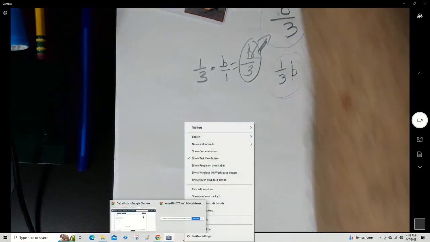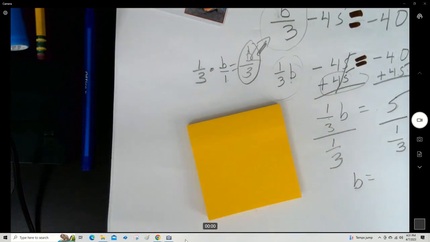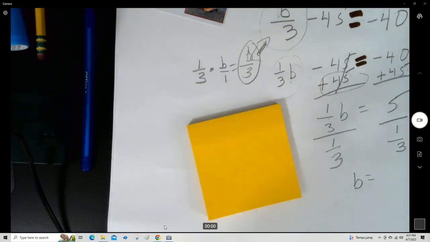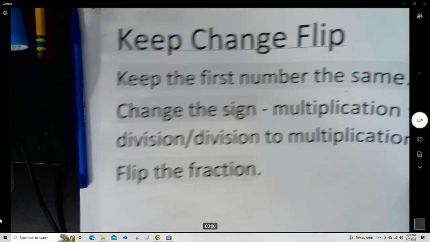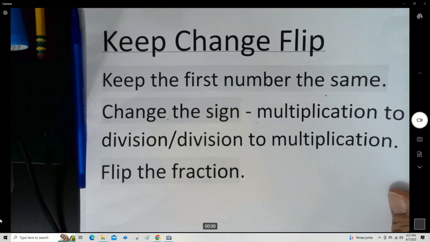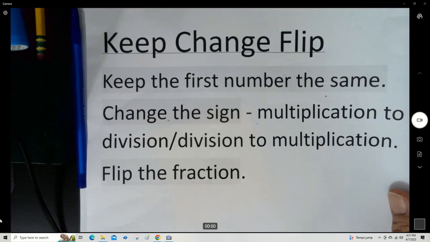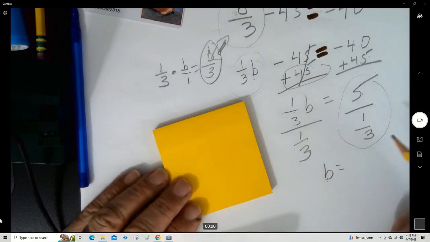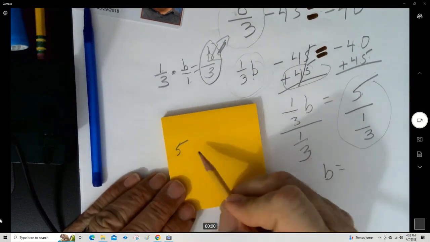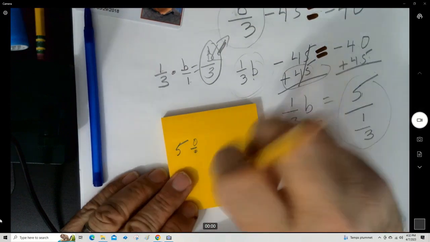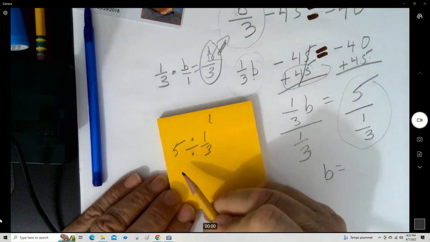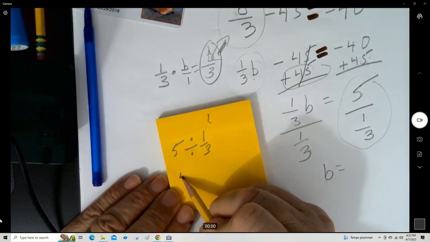So here we go. I know somebody's doing it. I hear you yelling it. I'll give you the first word: keep, keep, keep, change, flip. Keep the first number the same. Change the sign from multiplication to division, or division to multiplication, and flip the fraction. So here we go. We're going 5 divided by 1/3.